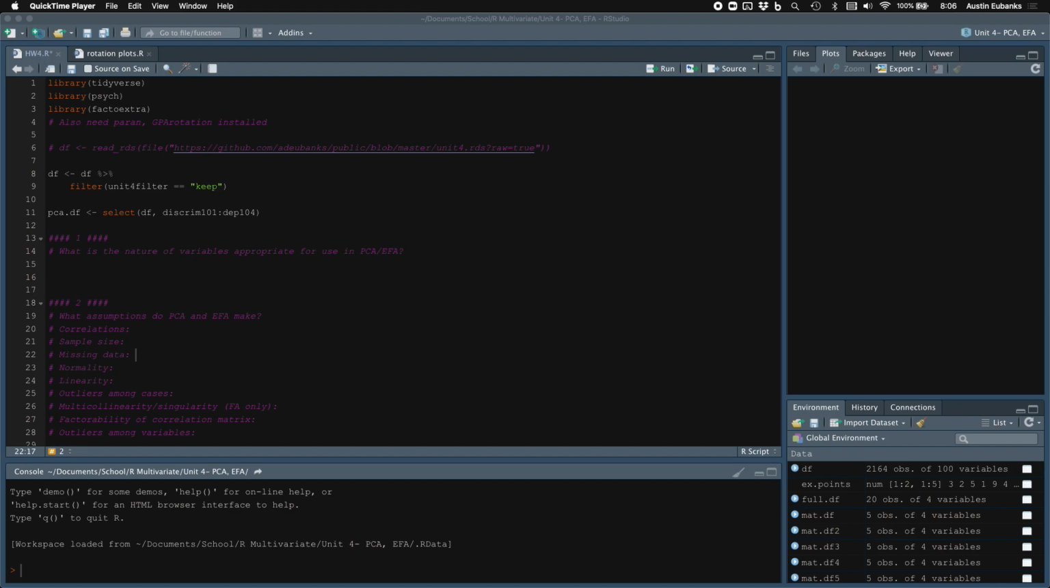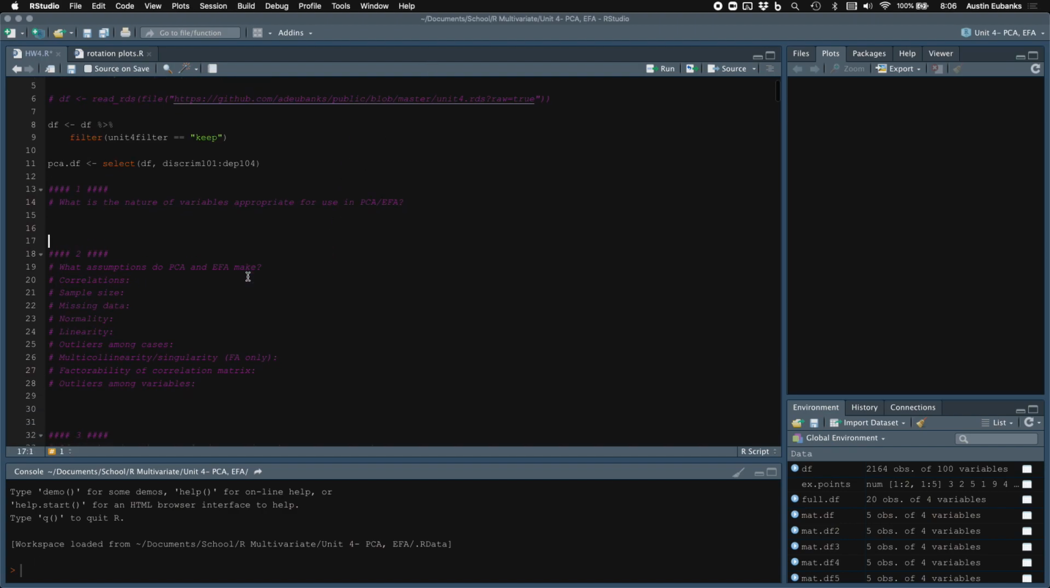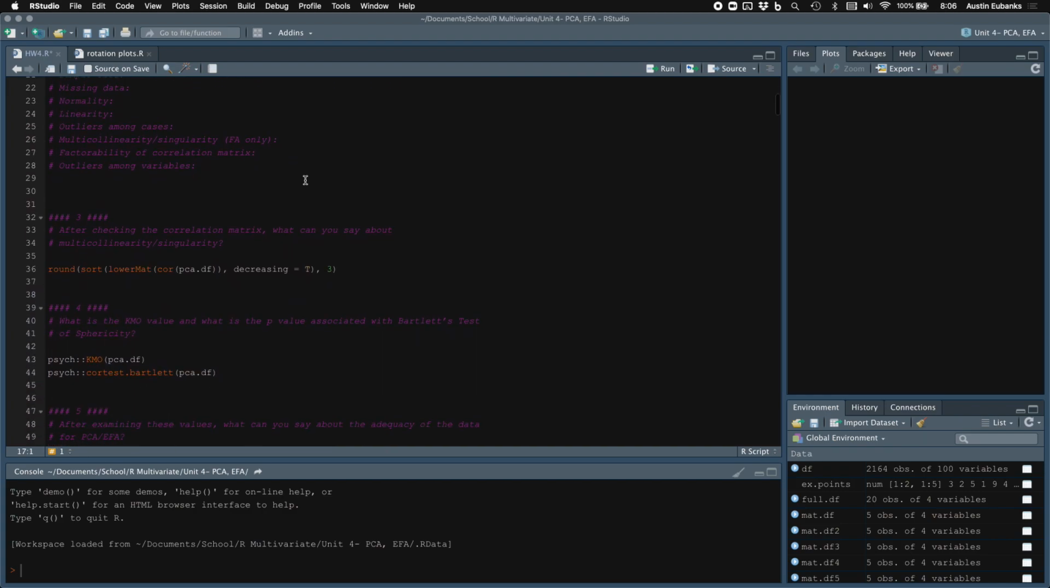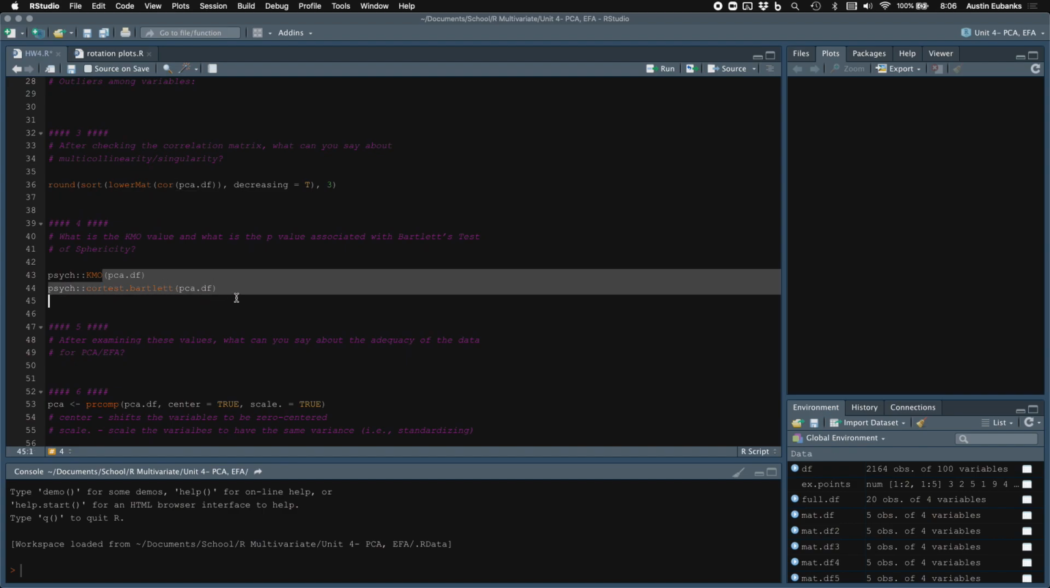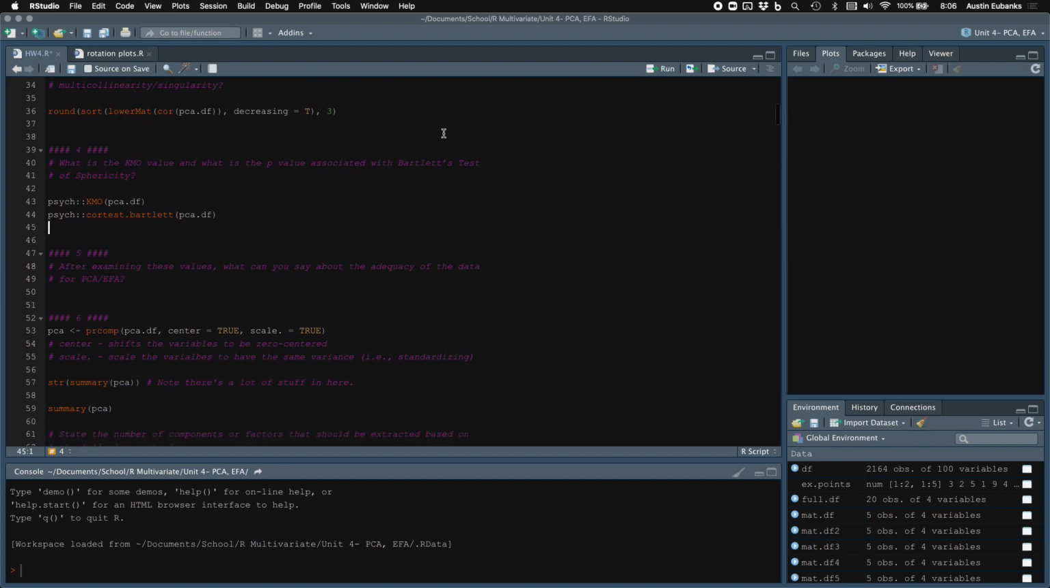Just to catch up with where we left off, all we did yesterday was discuss the nature and assumptions and such. We looked at the multicollinearity, the KMO, and Bartlett's test of sphericity. We did our basic PCA, that bottom-up PCA where we allow as many components as we have variables.